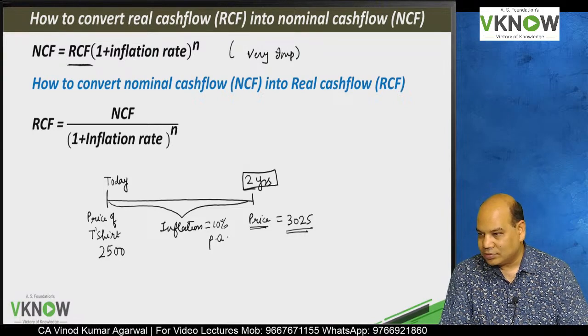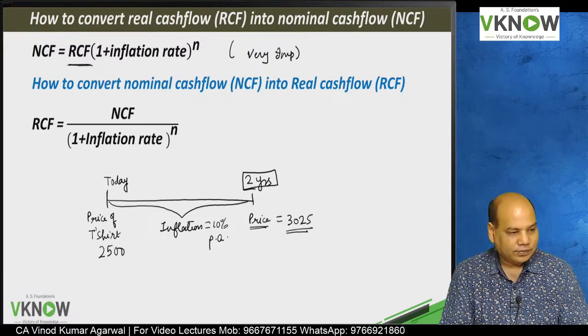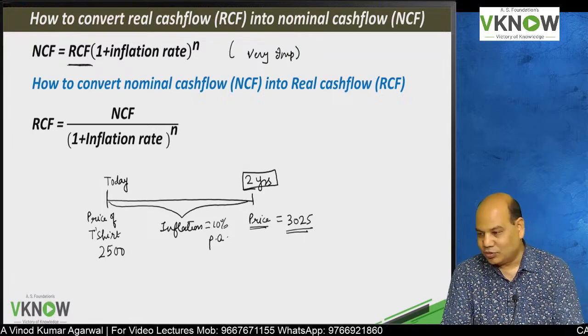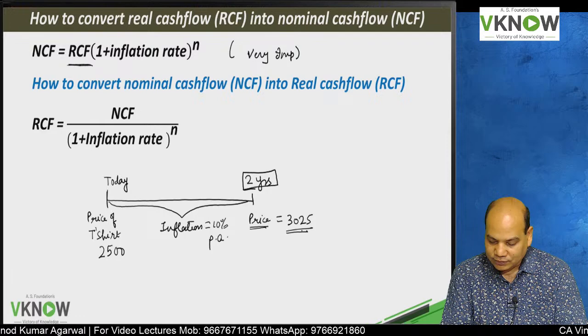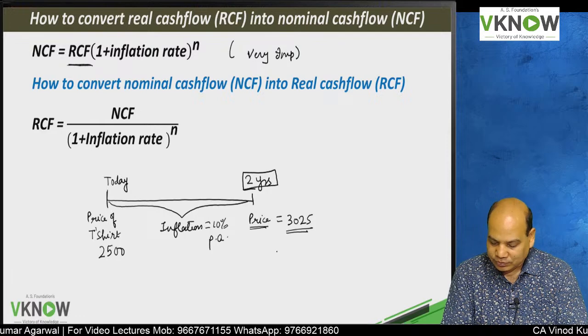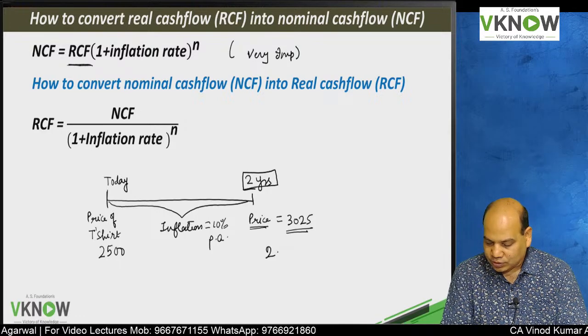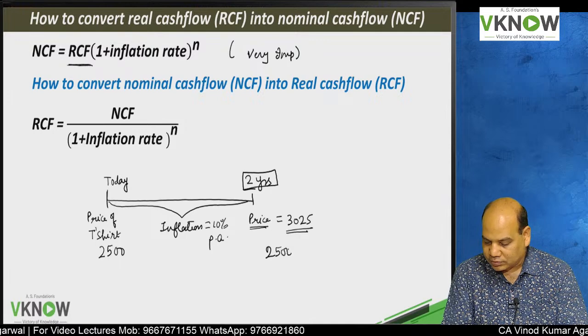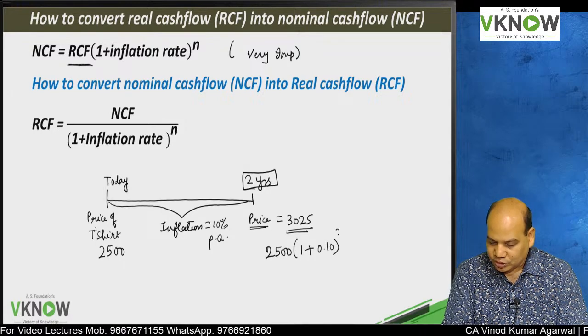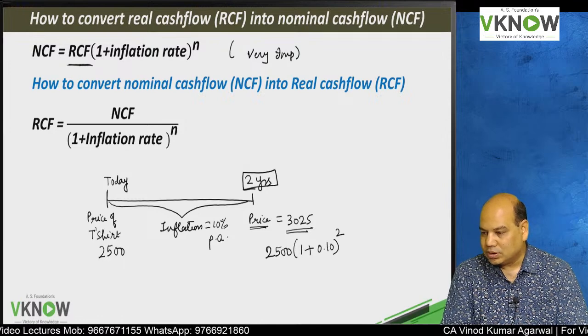3025 is the right answer. One Mr. Bapat has given 3025. So this is inflation. How did you reach this number? You have taken 2500 into 1 plus 0.10 to the power 2. That is common sense.